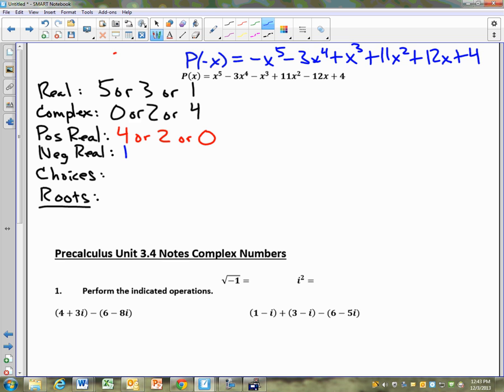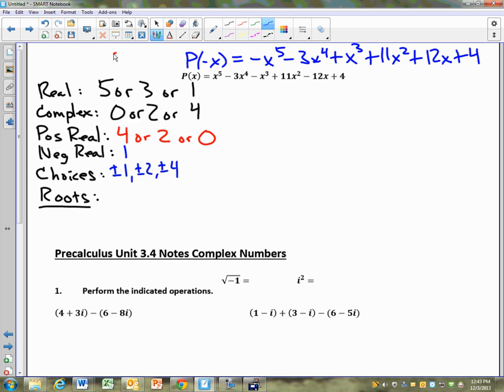Okay? Have to. Okay, let's list out your choices. What are your p's? 1, 2, and 4. How about your q's? And let's divide them. Plus or minus 1, plus or minus 2, and plus or minus 4. Can you factor that? I don't know how, so I need to use the rational roots theorem. What number would you like to start with?